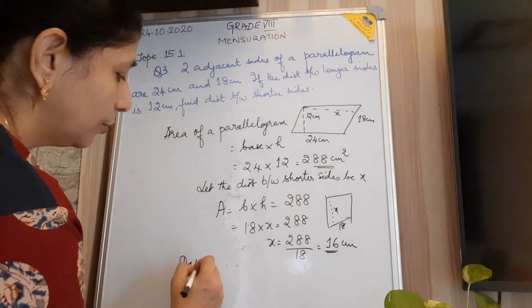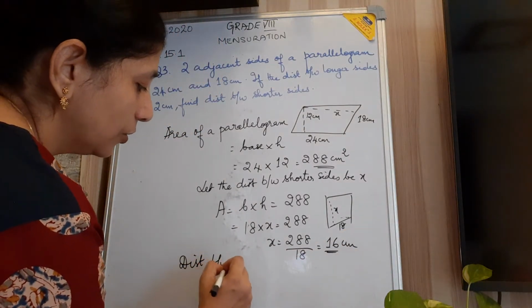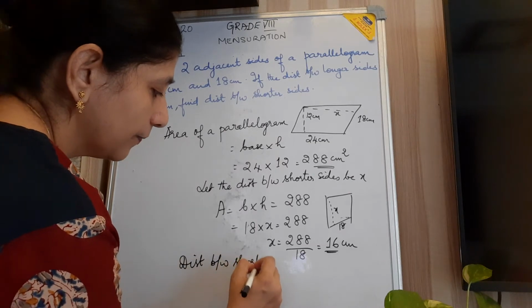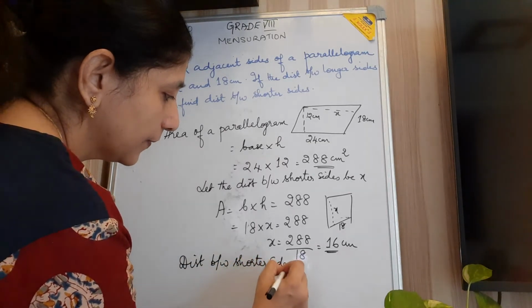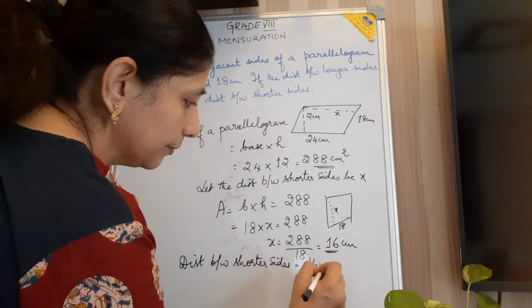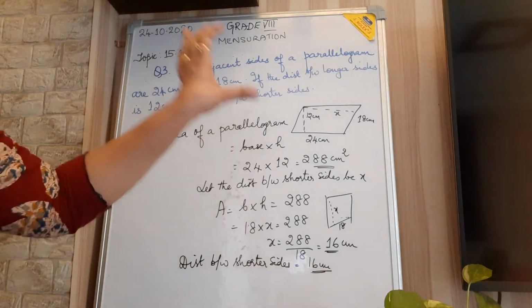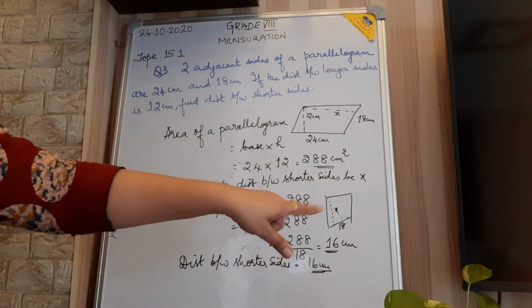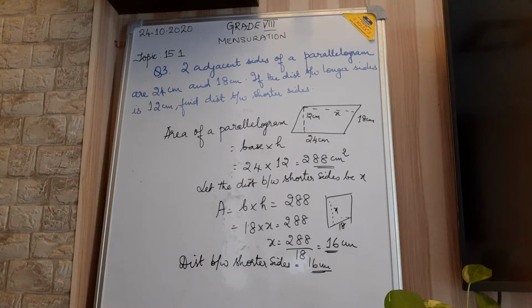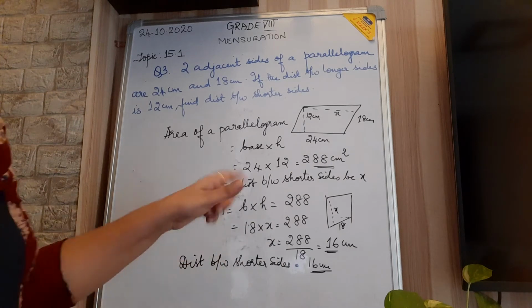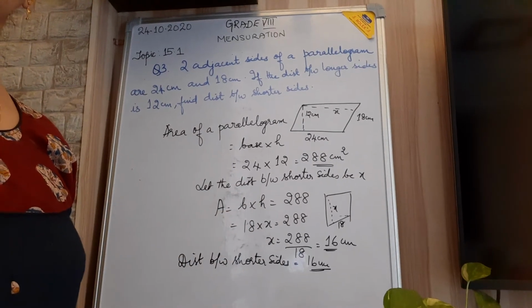So what did you get? The distance between shorter sides is 16 centimeter. For the same parallelogram you have just rotated and changed the base, and x you had to find out. So you got it as 16 centimeter. We'll go for the next question.